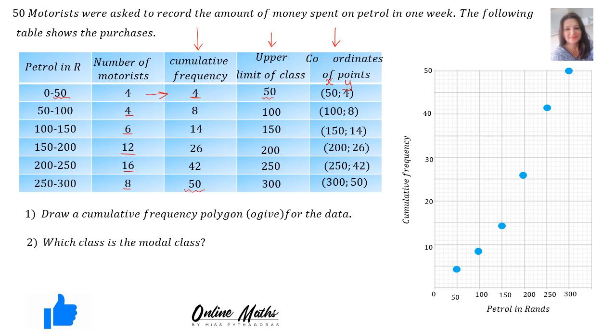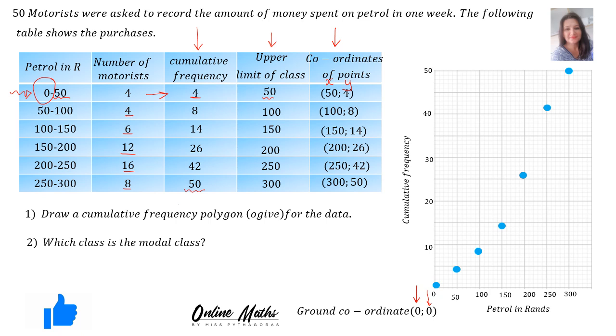Again, remember, you have to ground your cumulative frequency. Where do you find the ground coordinate? First of all, the y of the ground coordinate is always at 0. But the x you find if you go to your table, the very first interval, petrol in rand, the very first entry there is a 0. Therefore, your ground coordinate is at the point 0, 0.